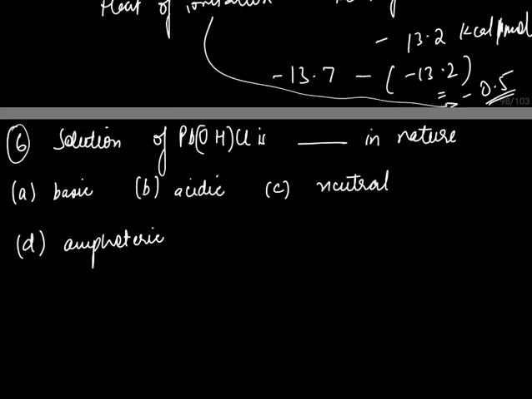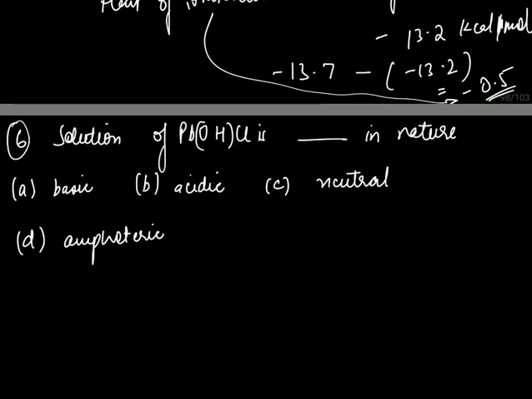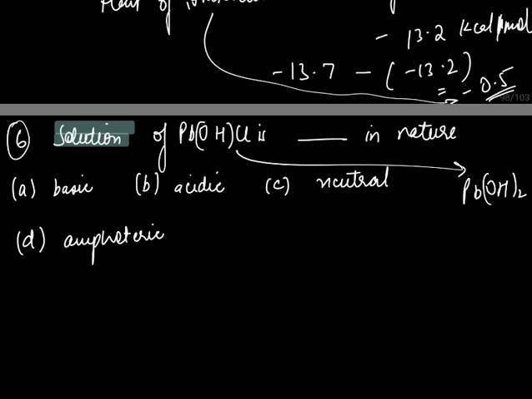Now coming to the next question. The solution of Pb(OH)Cl is what in nature? Again, they are asking you about the solution. So we know that Pb(OH)Cl is obtained from lead hydroxide, which is a weak base, and a strong acid, which is HCl over here. From the radicals you can see this. Since we have a strong acid and weak base, the solution of this should be acidic.